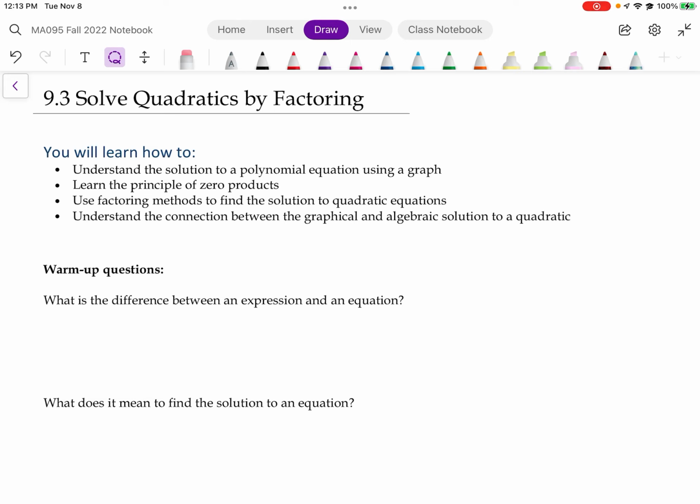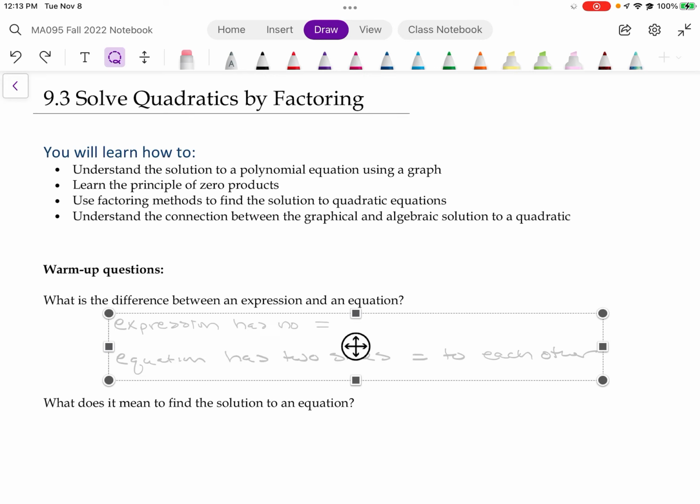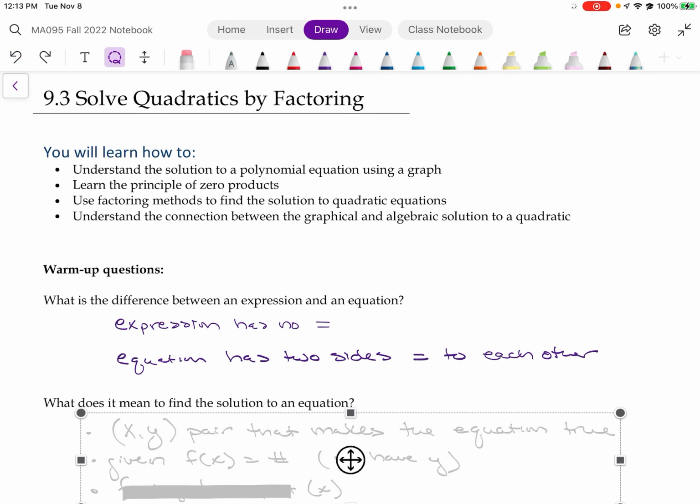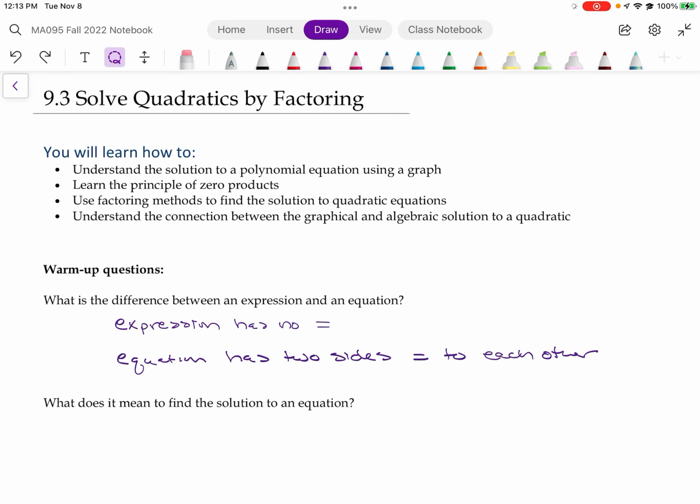What is the difference between an expression and an equation? So an expression has no equal sign, and an equation has two sides equal to each other. So an expression is just one side of the equal sign, really, if you think about it that way. But the equation has two sides, and there's an equal sign in between them. So two things set equal to each other.